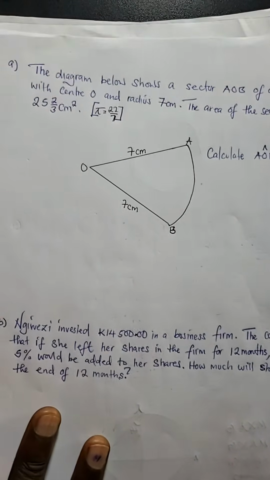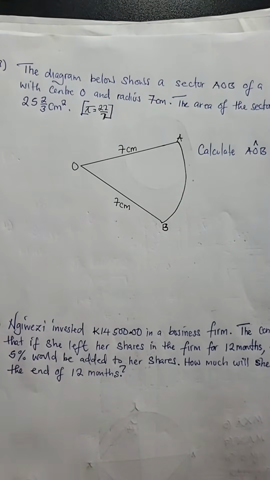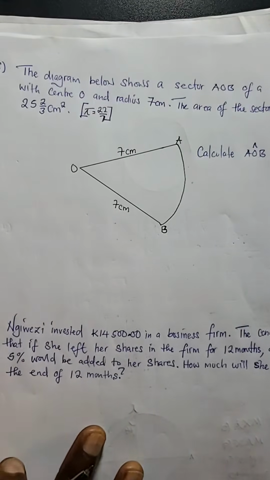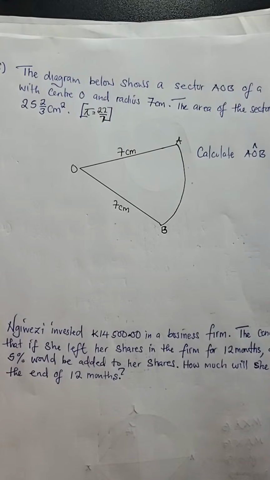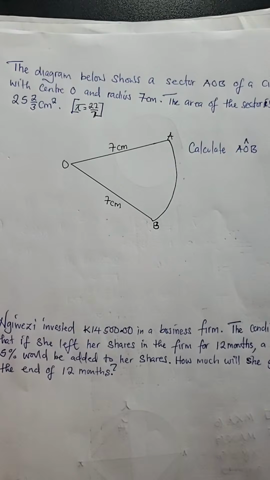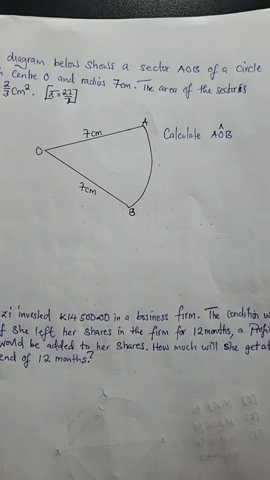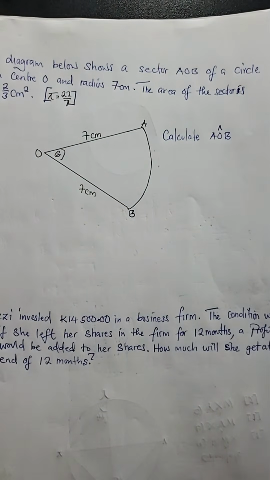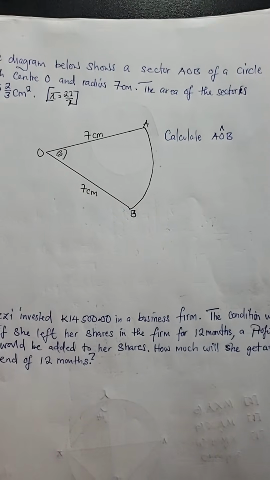Let's proceed. 12A. The diagram below shows a sector AOB of a circle with center O and radius 7 centimeters. The area of the sector is 25 2/3 centimeters squared. Pi is 22 over 7. So we're asked to calculate the angle theta here. Simple, as long as you know the formula.